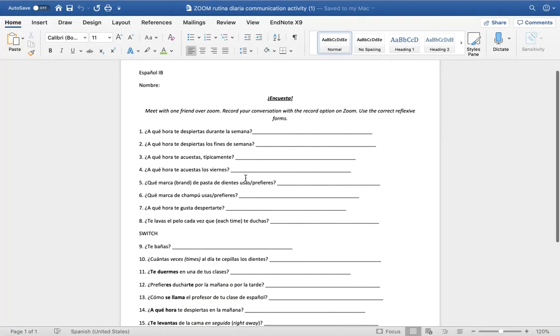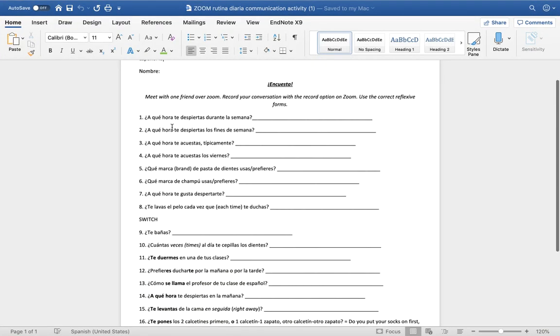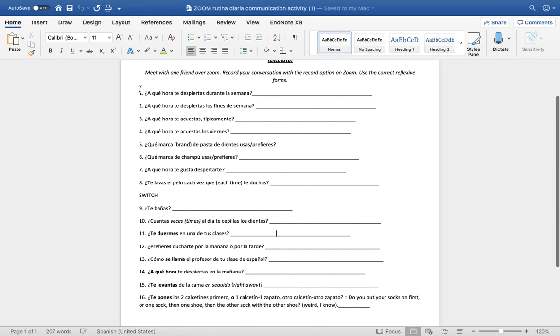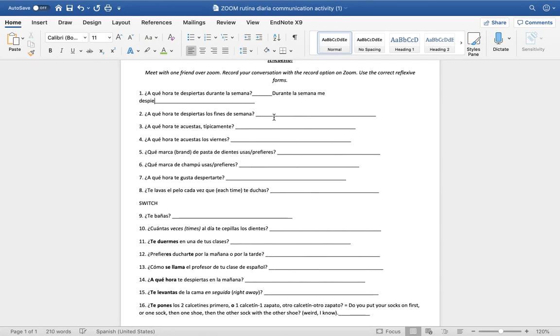Okay, so you and a partner are going to split these 16 questions in half, and one's going to ask one person, and the other person will switch and then ask them questions. All right. ¿A qué hora te despiertas durante la semana? So we're answering these in complete sentences. So durante la semana me despierto a las 7 de la mañana. What does that mean? During the week, I wake up at 7 in the morning, okay?